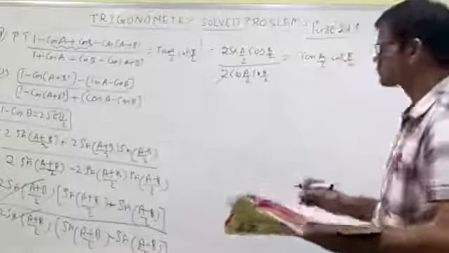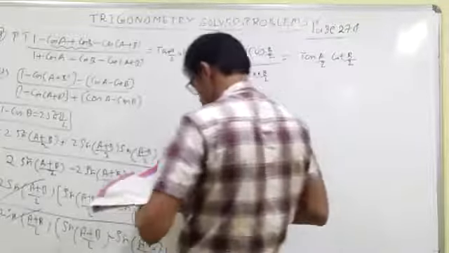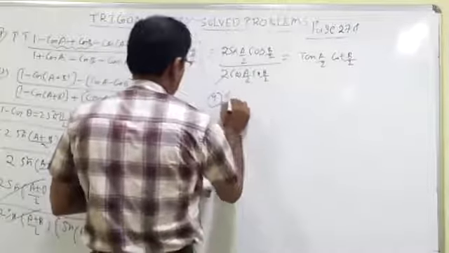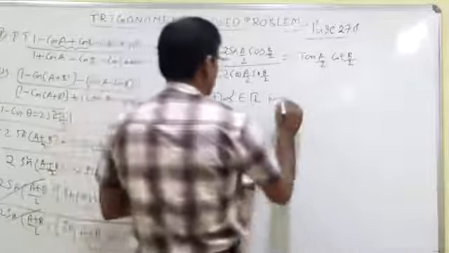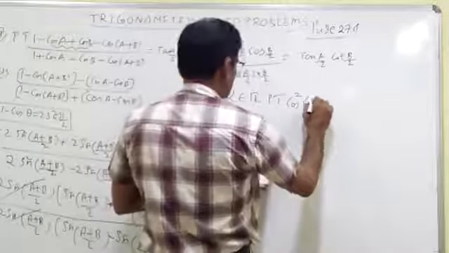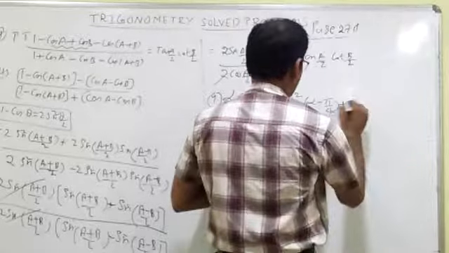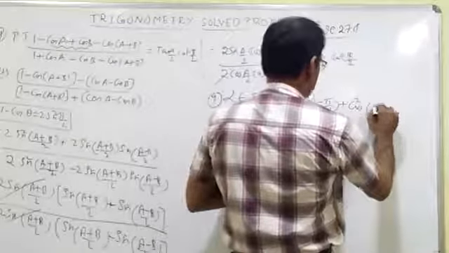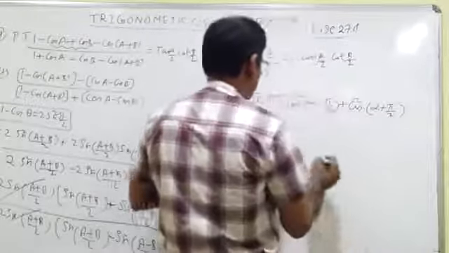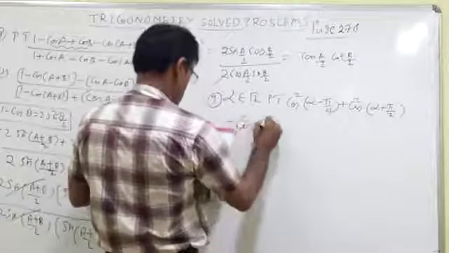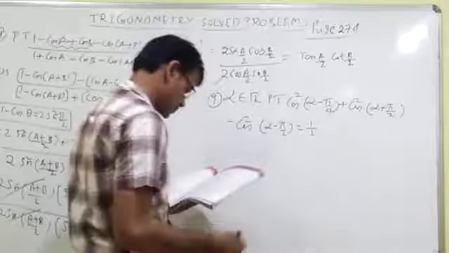Okay, let us discuss the ninth question. For any alpha belongs to R, alpha belongs to real numbers, prove that cos square of (alpha minus pi by 4) into cos square of (alpha plus pi by 12) minus cos square of (alpha minus pi by 12) is equal to 1 by 2.